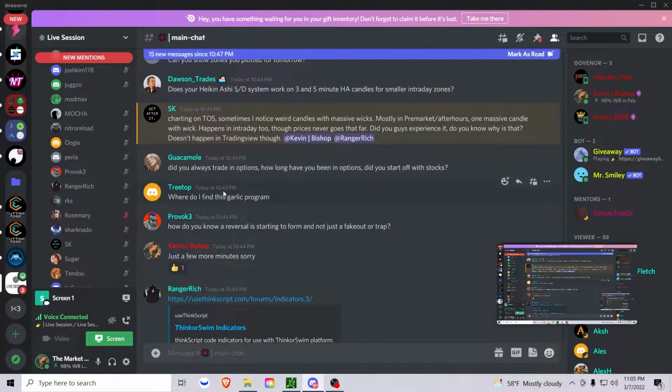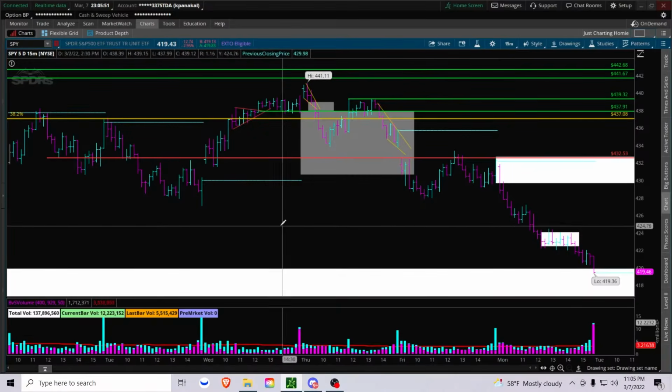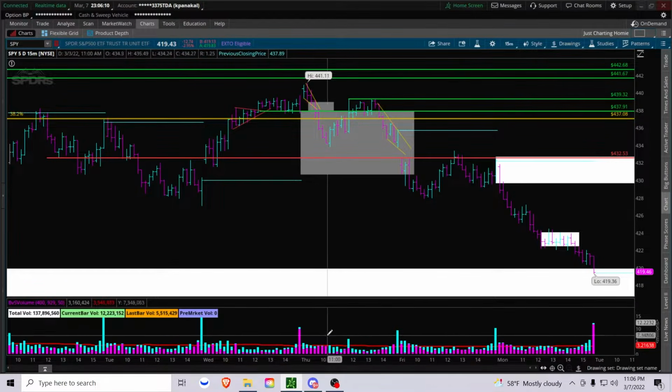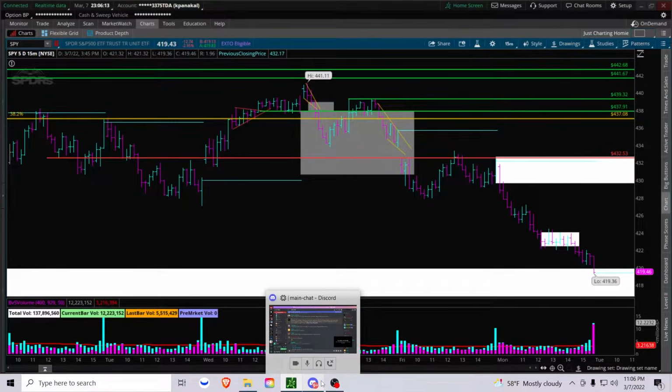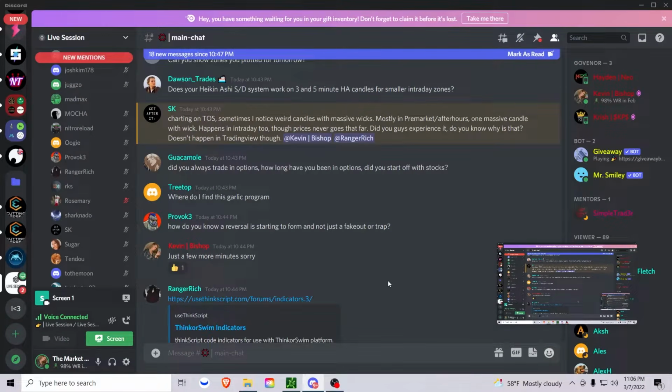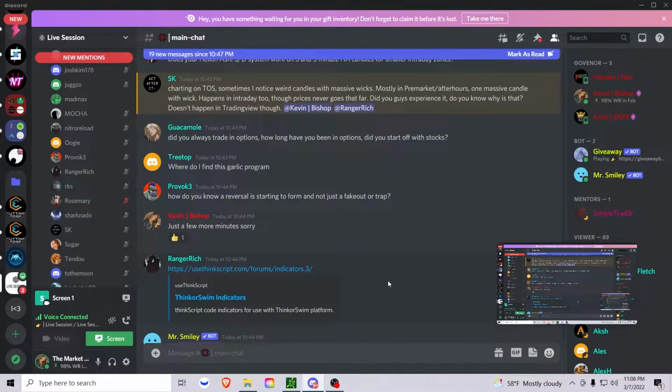Next question was, where do I find this garlic program? Okay, it's not a program. It's just an indicator I coded, which is this buying versus selling volume indicator. It's an indicator you can put on your Thinkorswim platform if you have Thinkorswim. I shared it in the announcements tab. If you go check it right now, you'll find the link to add it. But it's not a program. That was funny to me for some reason.